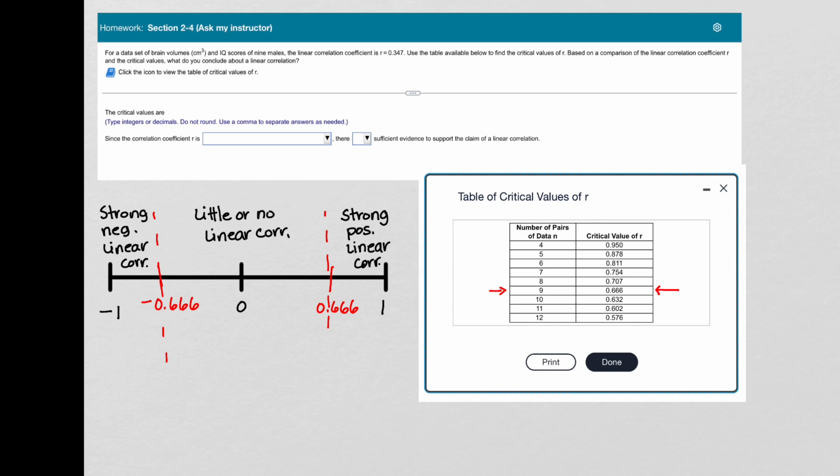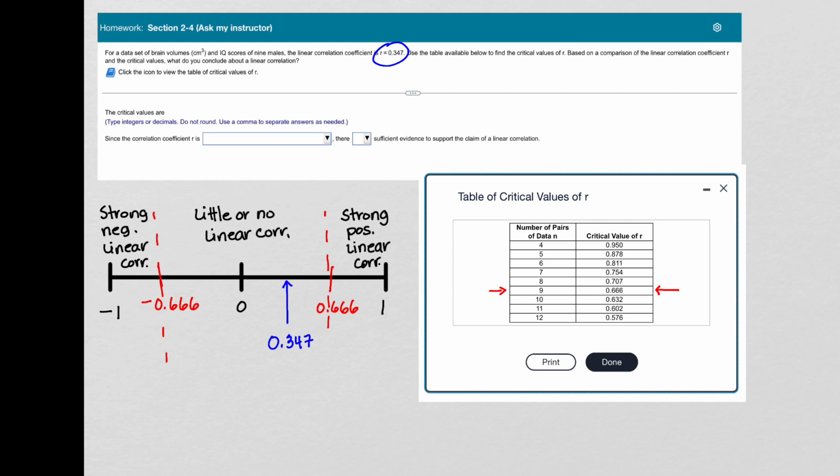So now we have to look at what is the value that we were told for this particular data set. When you get to chapter 10, you'll learn how to calculate the linear correlation coefficient. But for now, they just tell us that R equals 0.347. So that's where I'm going to locate this on my number line, 0.347. And I'm just approximating. I just need to be in the right zone.